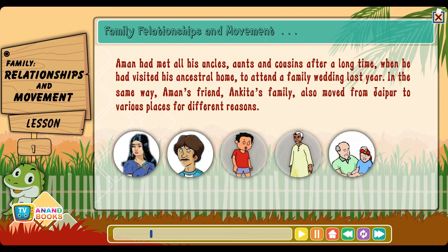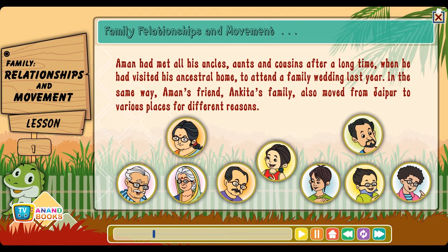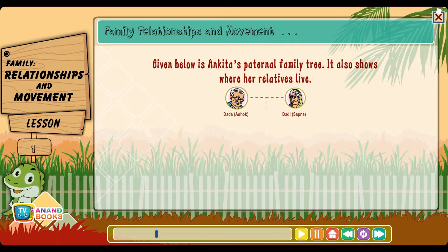In the same way, Aman's friend Ankita's family also moved from Jaipur to various places for different reasons. Given below is Ankita's paternal family tree. It also shows where her relatives live.